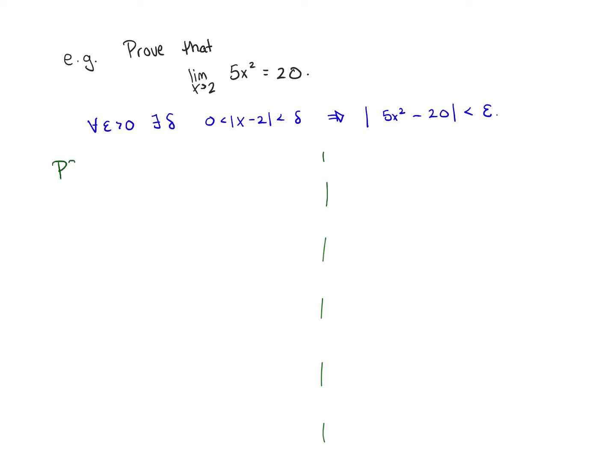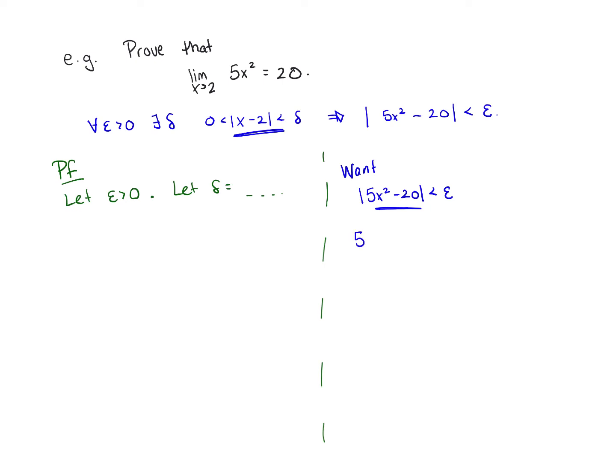So here, again, we want to let epsilon be greater than 0, and then we need to give a formula for what delta should be. So we're going to need to do some background work to figure out what that delta should be. So I know that I want my |5x squared minus 20| to be less than epsilon. And I can get that to be true by letting |x minus 2| be less than something. So I want to think about how I can do some algebraic manipulations until I get it to look like an x minus 2.